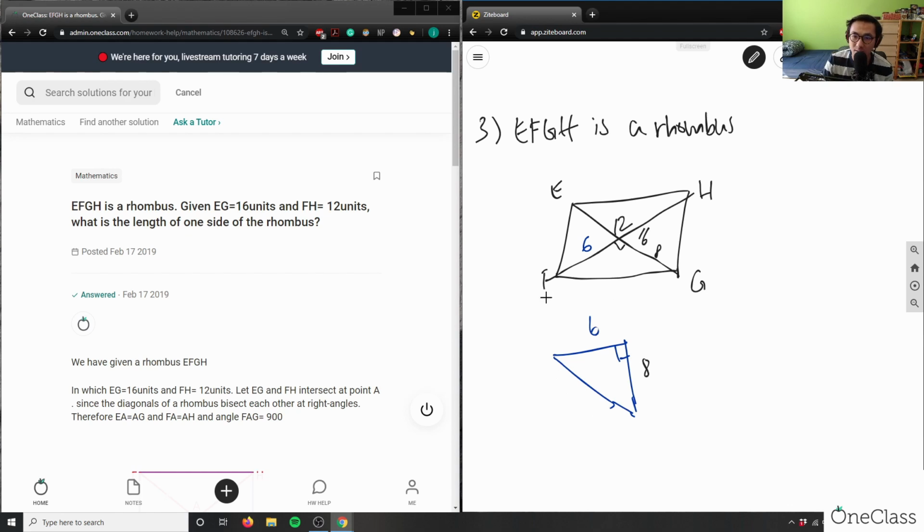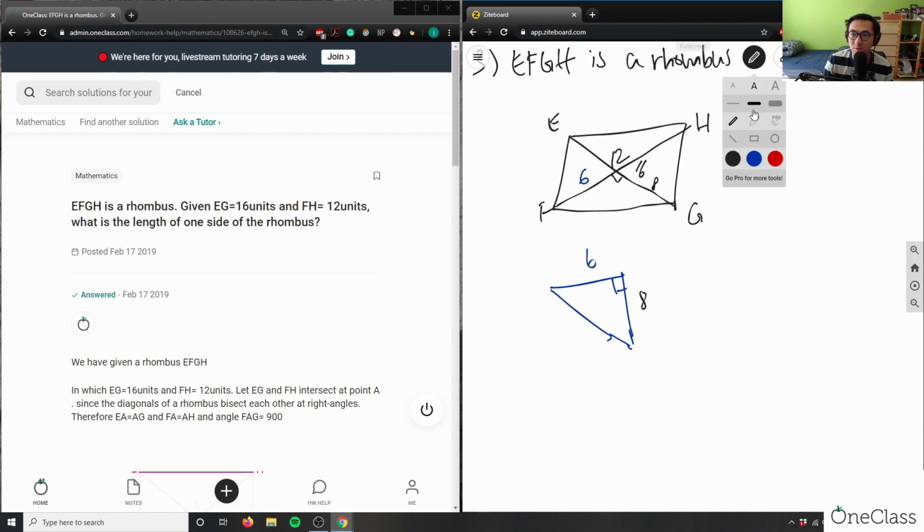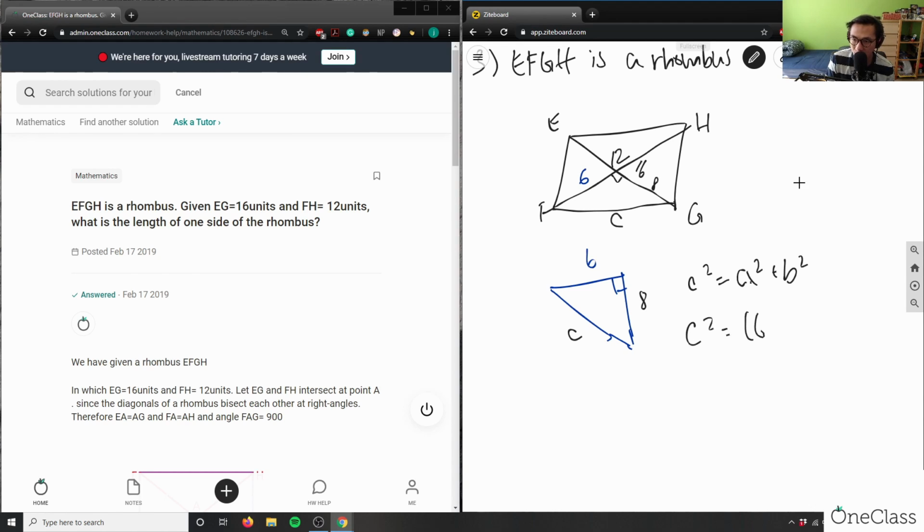And then it's asking what is the length of this side of the rhombus, right? If I have a right triangle here, I can simply use the Pythagorean theorem to figure out what this C here is. Remember, C squared equals A squared plus B squared. So C squared equals 6 squared plus 8 squared, which is 36 plus 64. C squared equals 100. If I square root both sides, I get C equals 10.